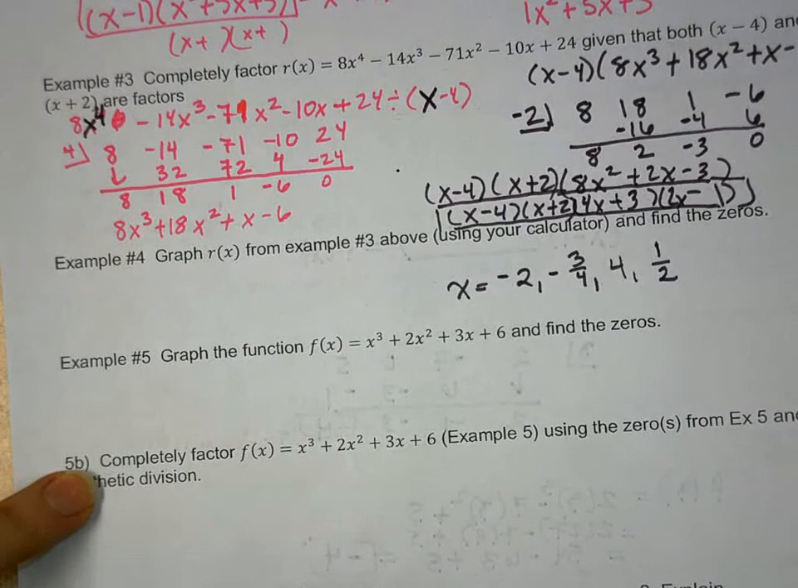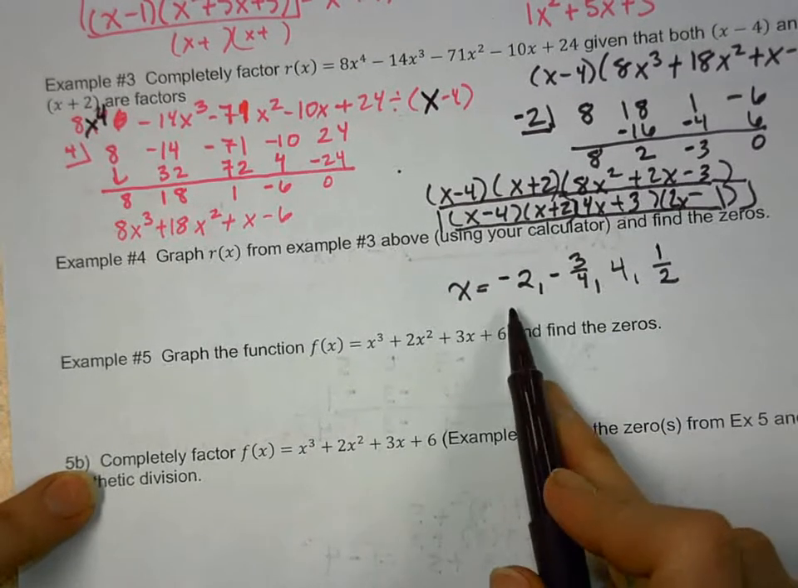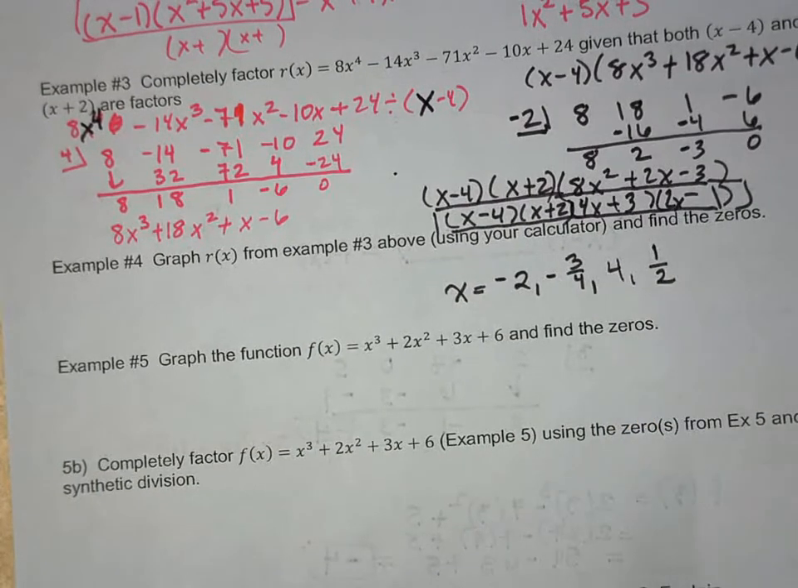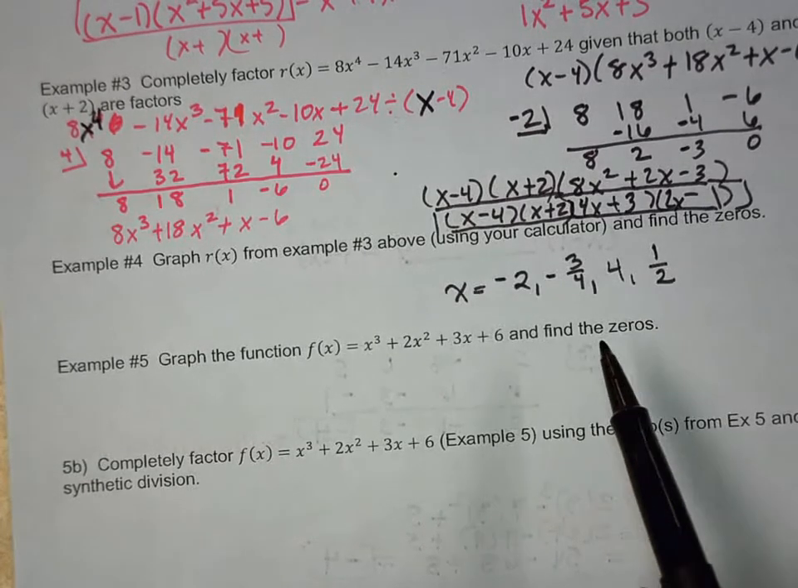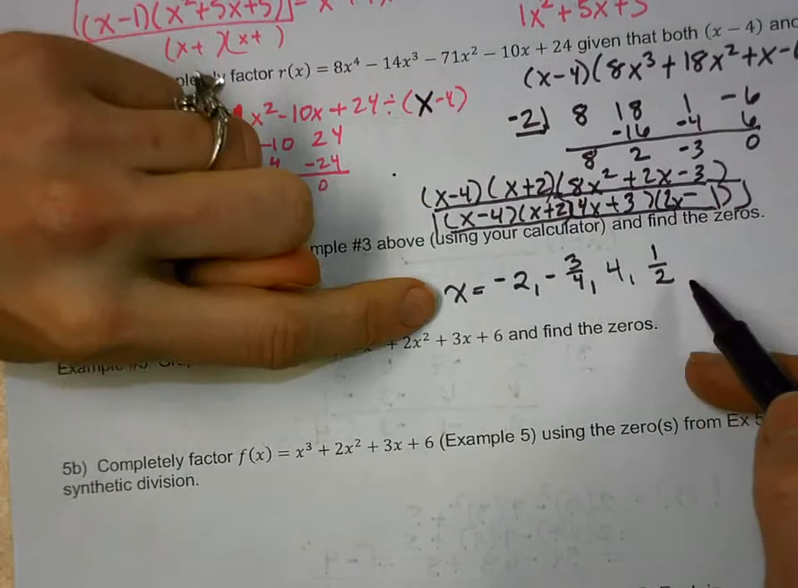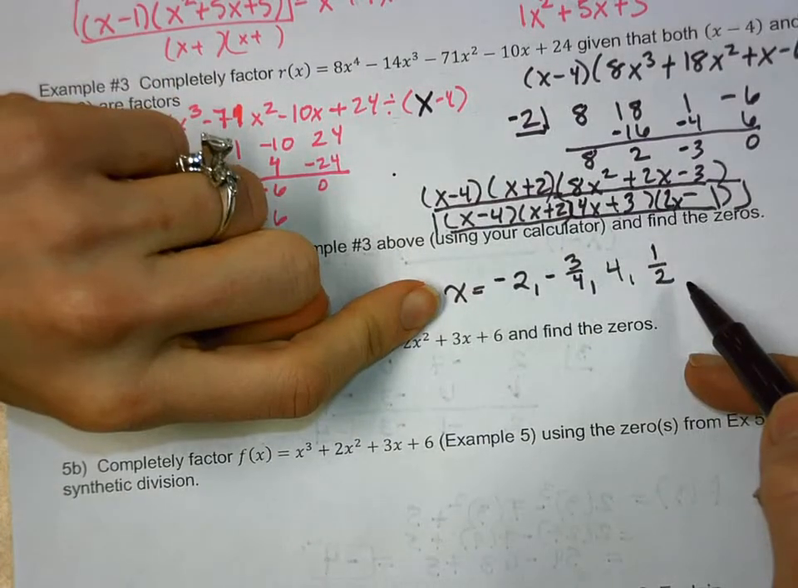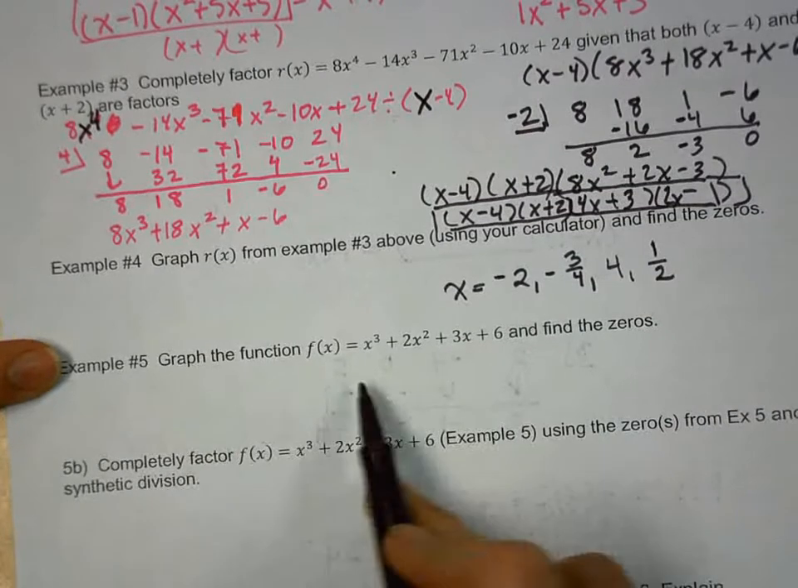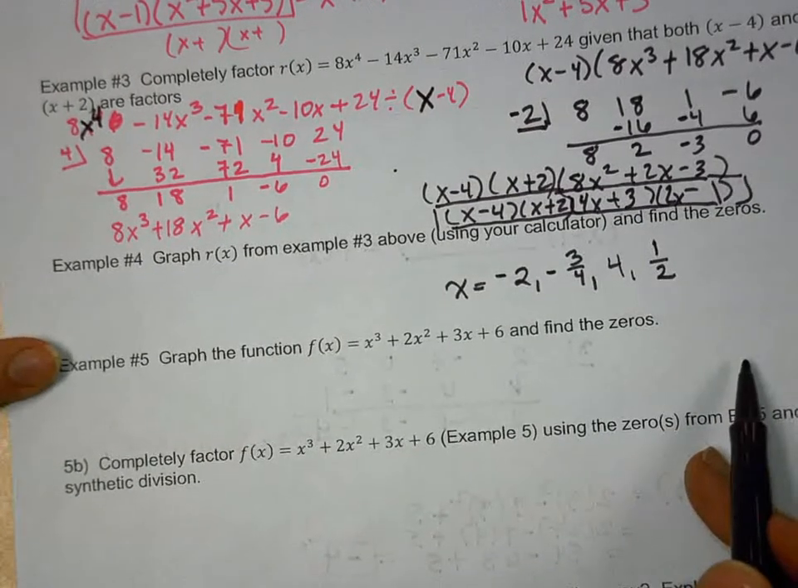Any questions on that? No. Technically, we usually go from smallest to highest, but I didn't even do that because I didn't put 1/2 in before 4. Okay. All right. Now that's nice. If you have graphs, you can sometimes find all of the zeros. But look at example 5. It says graph the function and find the zeros. Let's try it with example 5.